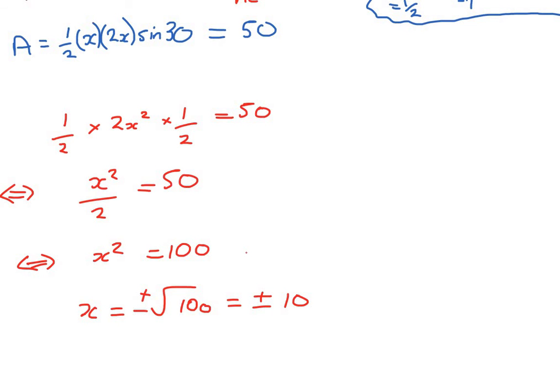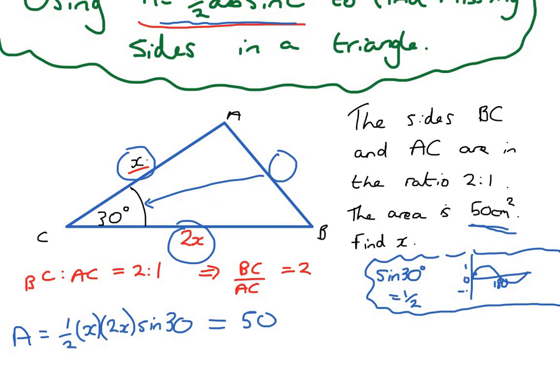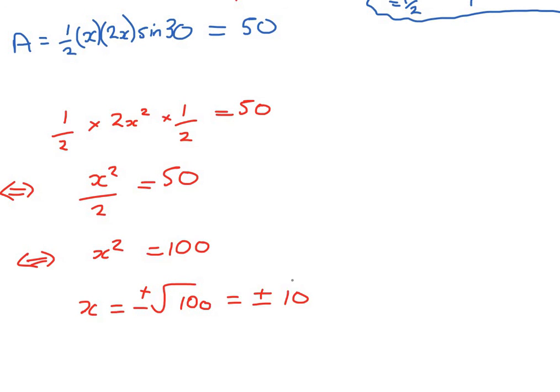Now let's take a look back at our triangle. So in a triangle like this, it's impossible to have a negative length. It just doesn't make sense geometrically. So, with that in mind, we disregard the negative value. So x is not equal to minus 10. So x equals 10 is our final answer.